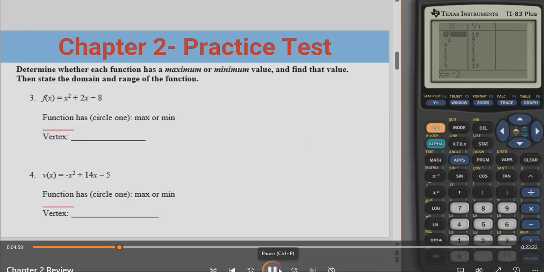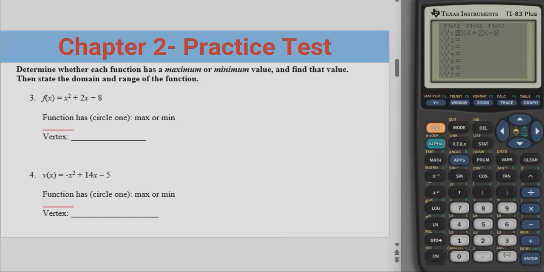Looking at these next 2 problems, we're finding if each graph has a minimum or maximum value, and then stating the vertex. And then we're also asked to state the domain and range of the function. The best way to do this is just to plug this into our graphing calculator, right? Whether you're using your TI or Desmos, that's really up to you. I'm going to go ahead and get this typed in. Give it a quick look, make sure that everything matches and that I've typed it in correctly.